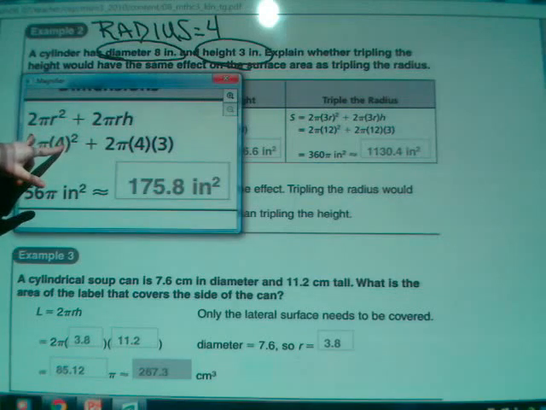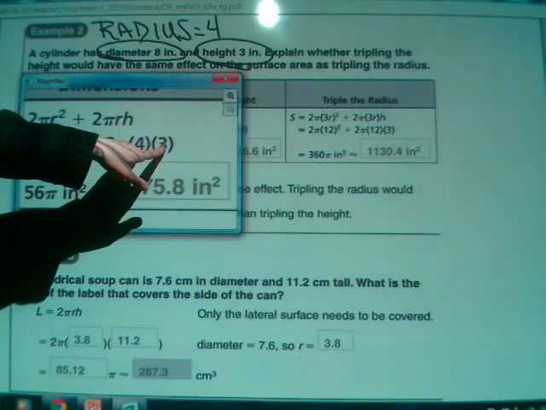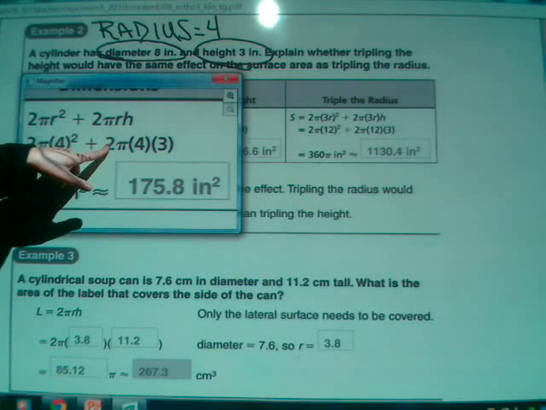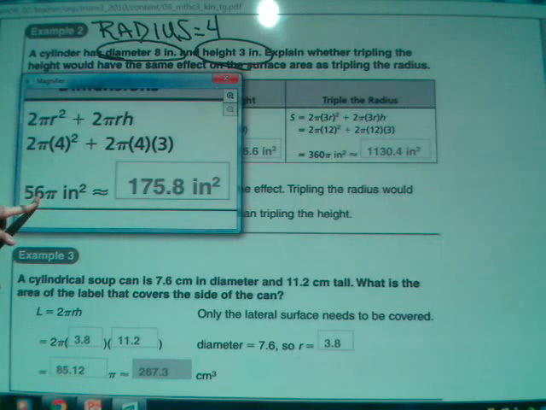As you can see, what the book did again here is they did this pi answer, which isn't necessarily needed. You can just change pi into 3.14 and solve. You've got 4 squared, which is 16, times 2, which is 32. This is 32 pi. Over here you've got 4 times 3, which is 12, times 2, which is 24, 24 pies. If you add those together, that's where you get your 56 pies from. Then you change it to 3.14 and do 56 times 3.14, and you get 175.8.